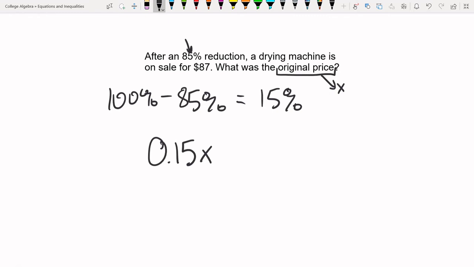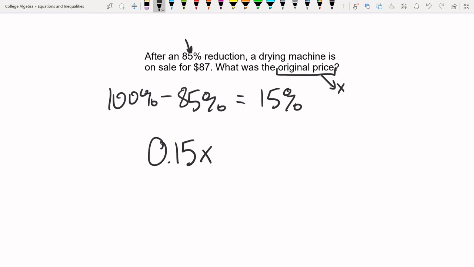That's the unknown here. It's the same thing as in the previous problem with the gym memberships, right? We were trying to figure out the unknown, which was the months. We didn't know what it was, so we gave it a variable. Here, we want to know what the original price is, so we're going to give that a variable, X, and we're going to start writing an equation that represents X.